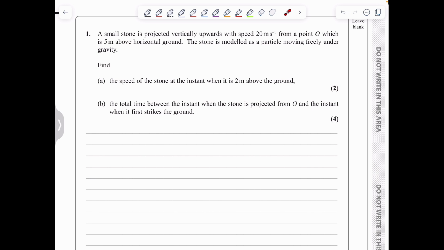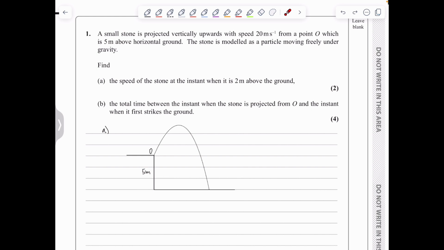In question 1, we've got a small stone projected vertically upwards with a speed of 20 meters per second from a point O, which is 5 meters above horizontal ground, and we need to find the speed of the stone at the instant when it is 2 meters above the ground. Well, let's start by drawing a diagram showing the situation.